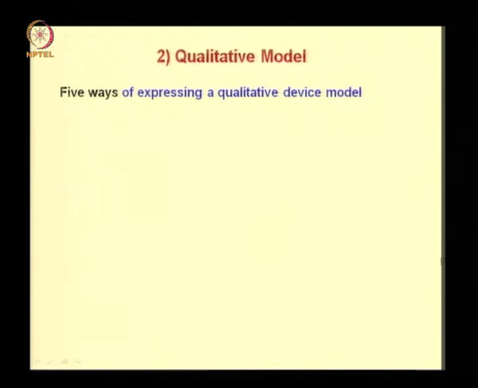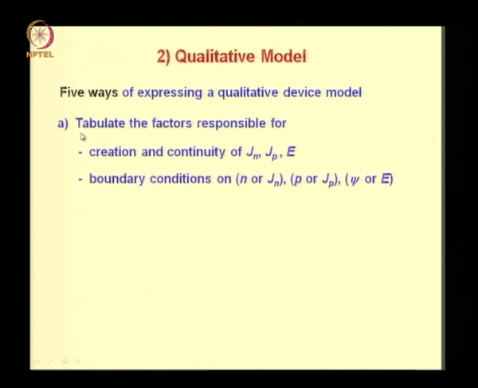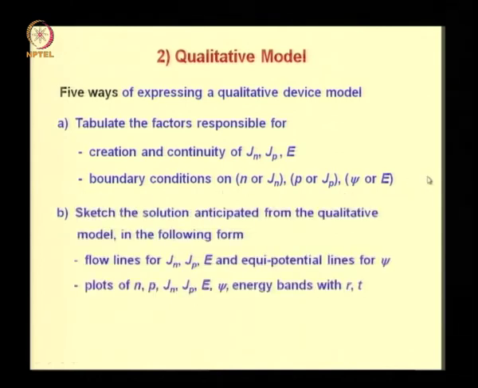Now, what are the ways in which we can express our qualitative understanding? There are 5 ways of expressing a qualitative device model. Tabulate the factors responsible for creation and continuity of Jn, Jp and E, and factors responsible for boundary conditions on N or Jn, P or Jp, psi or E. So these are the first 2 ways in which you can express the qualitative understanding.